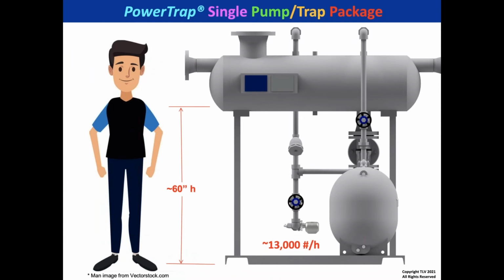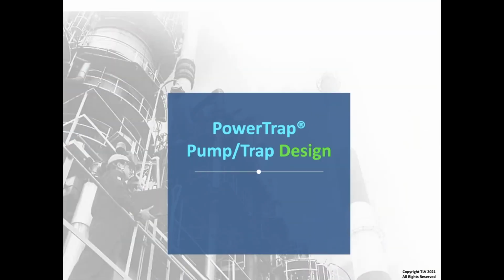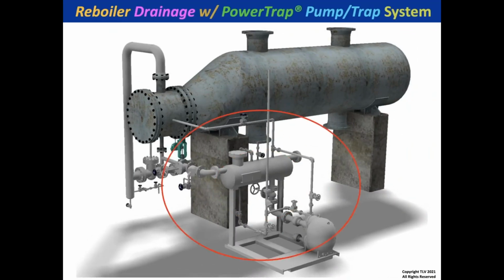There's someone that's just around 6 feet tall, and we like to get that 60 inches height at the bottom of the reservoir because that allows us to use the least amount of pump traps by having that 60 inches of height. So let's look at some design parameters for a pump trap. We're going to look at the motive in, the exhaust out, and the reservoir vapor space. There's our kettle reboiler, and there is our pump trap package.